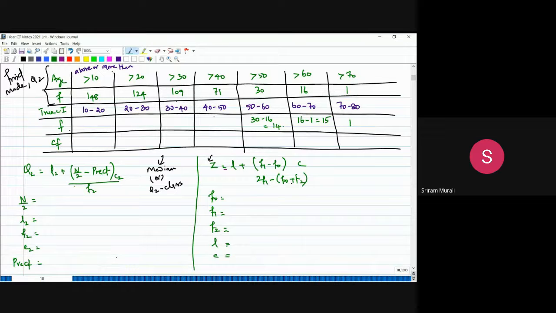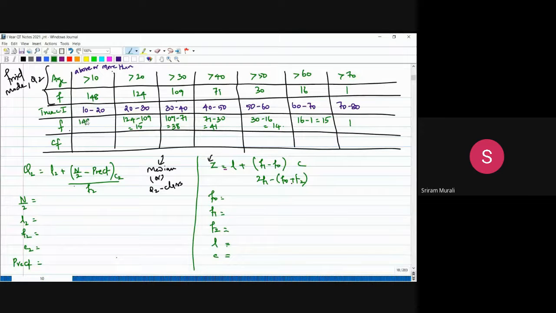In the same way, this will be 71 minus 30, equal to 41. This will be 109 minus 71, that is equal to 38. And this will be 124 minus 109. In the last few problems, if you take, we don't have this kind of pattern in descending order or ascending order. So whenever the problem is less than or more than, it will be in this form. So we want to find exclusively how many of them are in the given class interval.